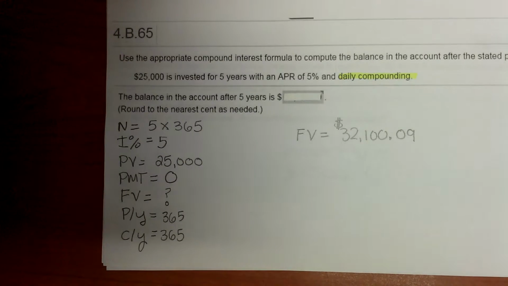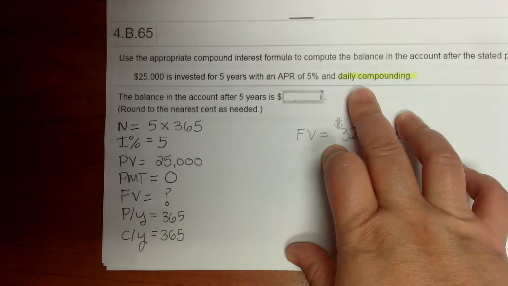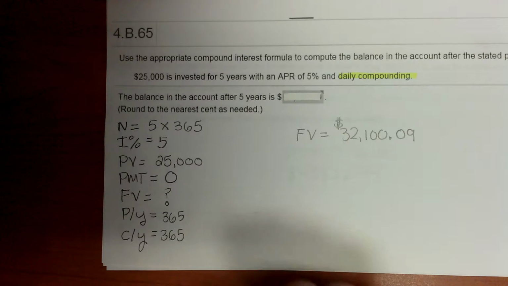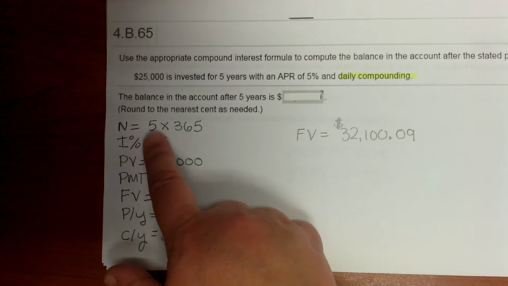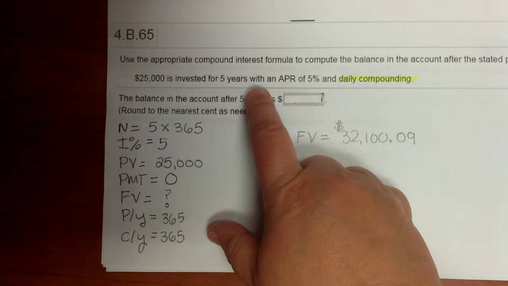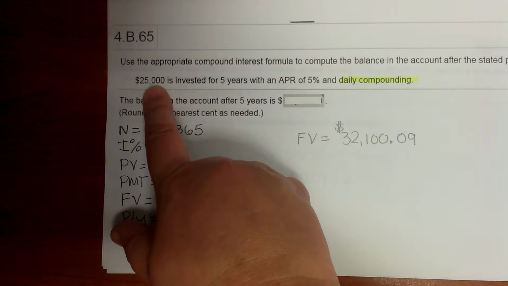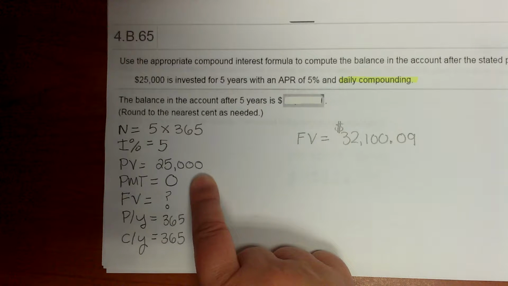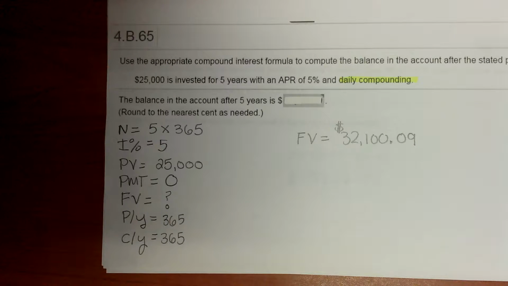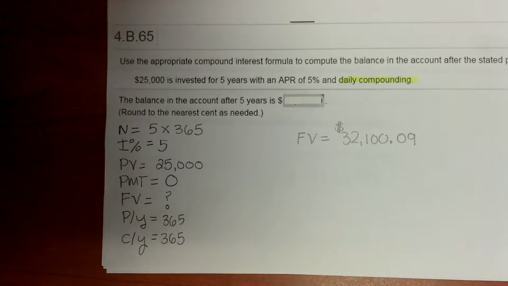Okay, the second example is pretty much the same thing, but instead of doing quarterly compounding, we're doing daily compounding. If it's daily compounding, you want to compound it 365 days a year. So if we're doing this for 5 years, that's 5 times 365. That's what's going to go into your N. Okay, my interest rate is 5. My present value, we started with 25,000. That's what we're investing. We're not making any payments. We're looking for our future value. And I want to make sure my PY and my CY is 365. That's how many times it's compounded a year.